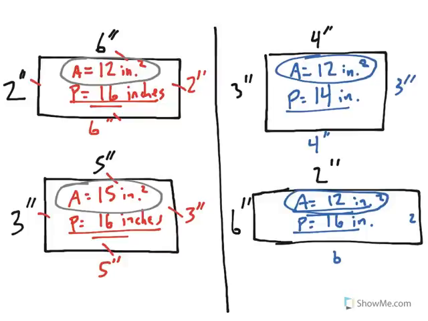So as you can see, it's possible to have rectangles that have the same area but different perimeter, and it's possible to have rectangles that have the same perimeter but different areas. It all depends on the way that they are laid out.